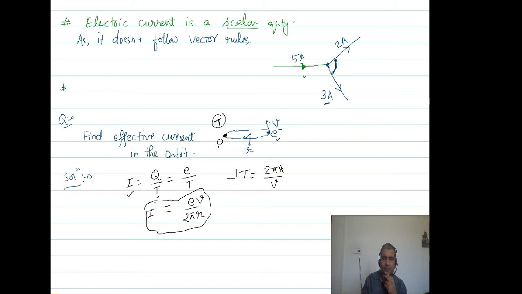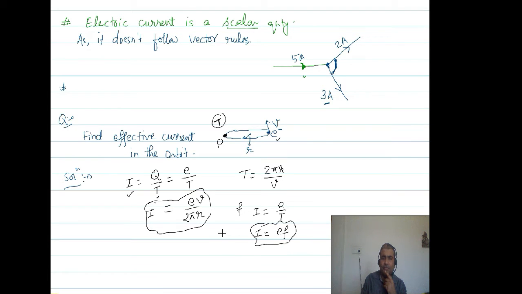Further, suppose we are not given v, we are not given r, and suppose in terms of frequency I am to describe the current, so that would be easier. In that case you will write e by T, and 1 by T, 1 by time period, is what? Frequency. So ef will be the answer in that case.